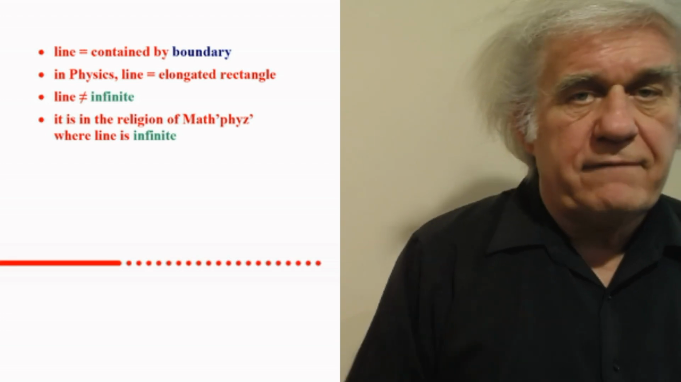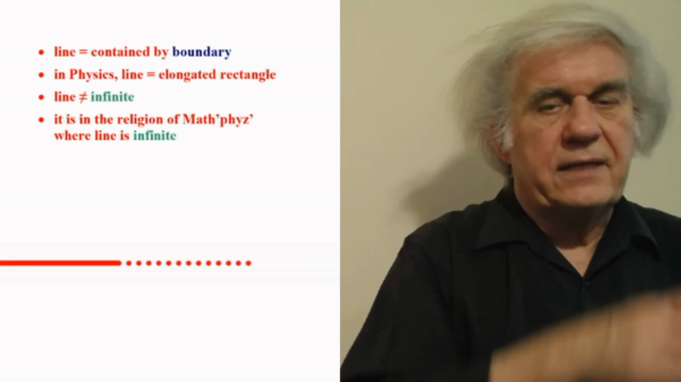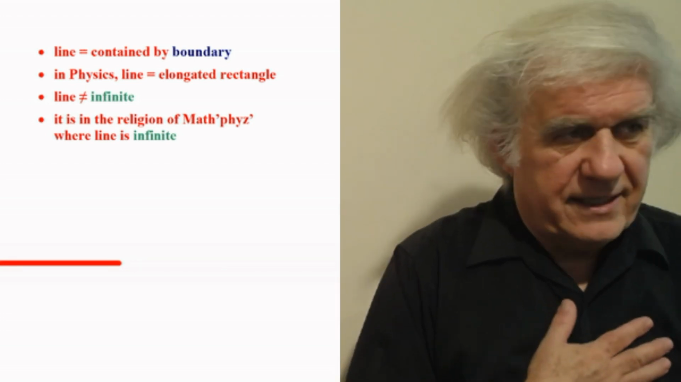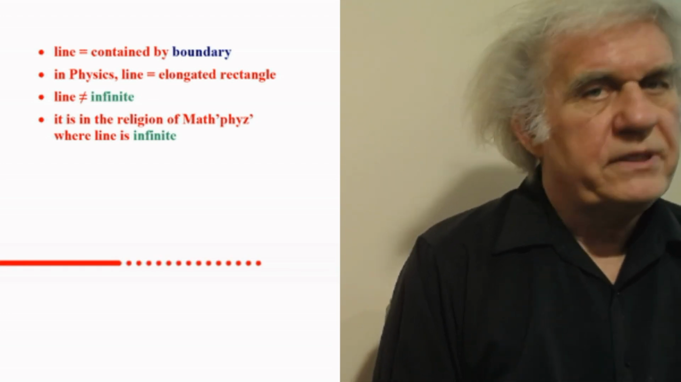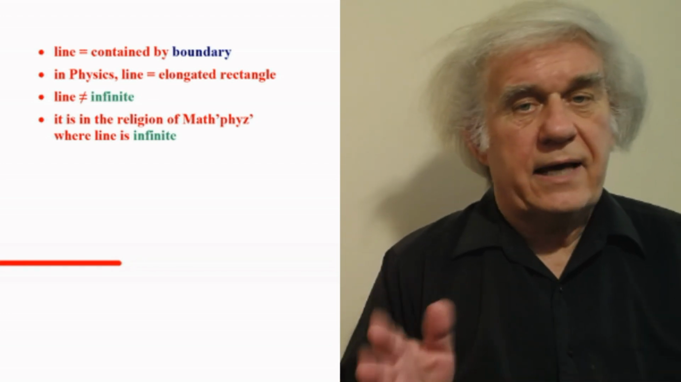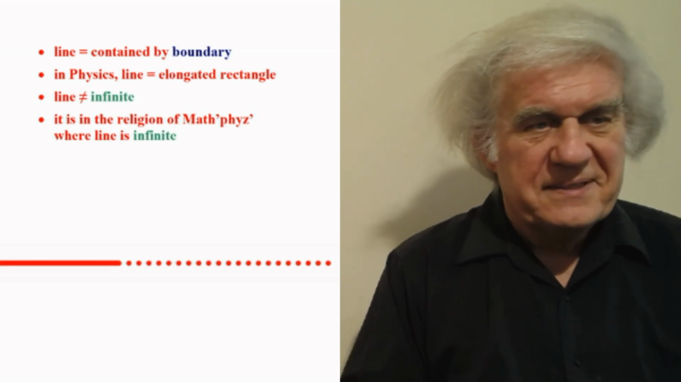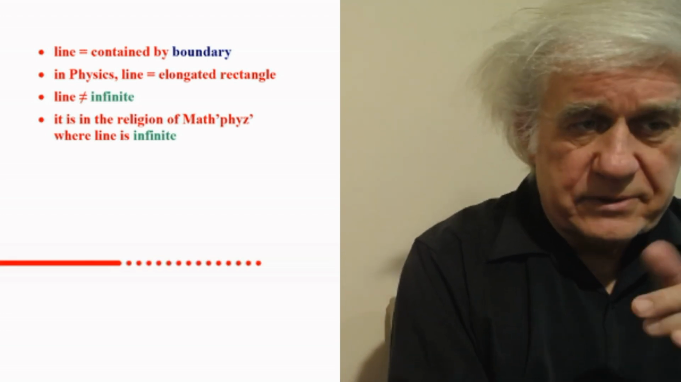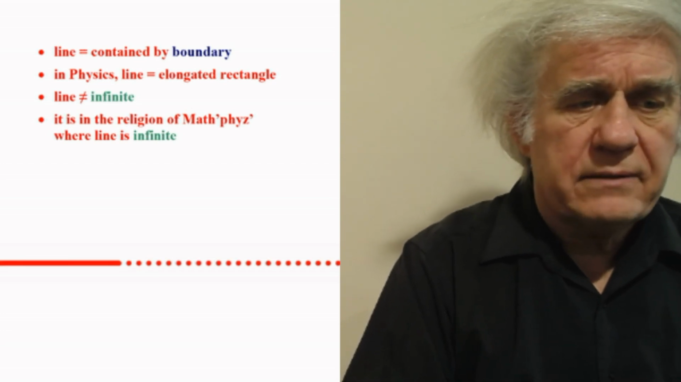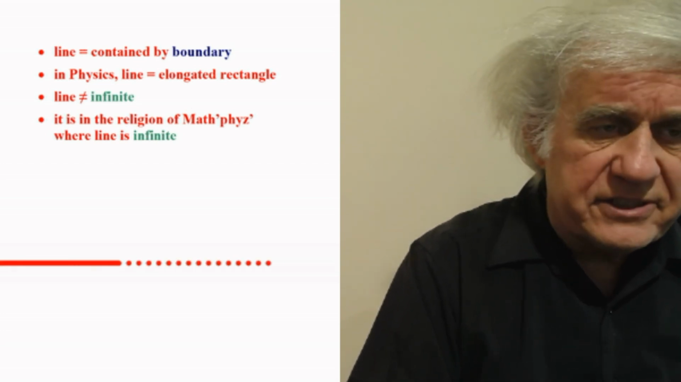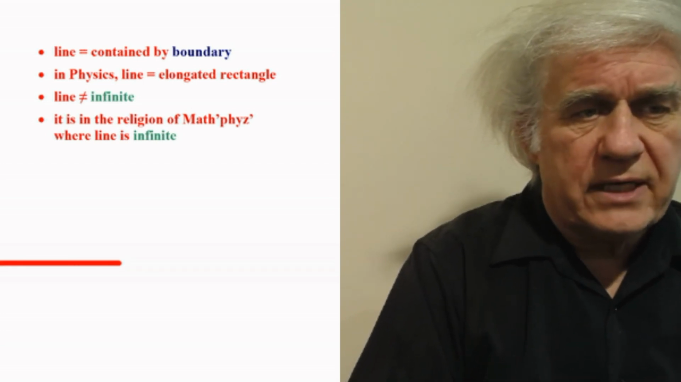Okay, so a line is not infinite. Like Euclid said, endless breadth. My breath, I'm running out of breath. Okay. Now, a line cannot be infinite. That's not a figure. And it's the religion of mathematical physics that invented the infinite line. And they're not talking about a line. They're not talking about figures. They're talking about numbers. They're talking about incessant growth, or incessant counting, or perpetual whatever. They're talking about something else.